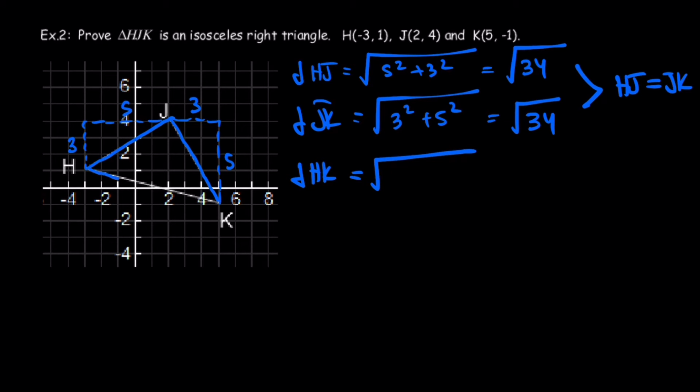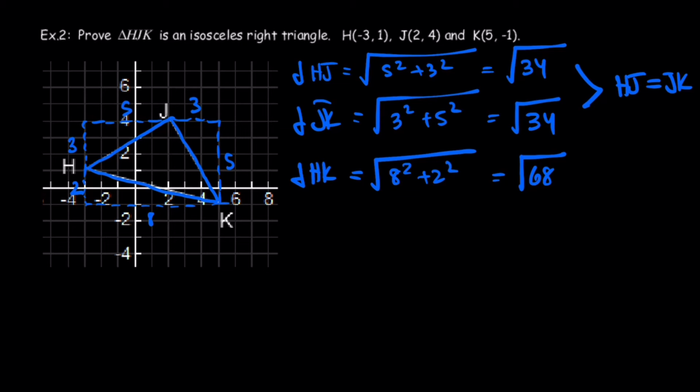That's the length of HK. This is the side here. Make our right triangle. Delta y is 2, and delta x is 1, 2, 3, 4, 5, 6, 7, 8. So that's 8 squared plus 2 squared. 8 squared is 64, 2 squared is 4. So that would give me square root of 68.